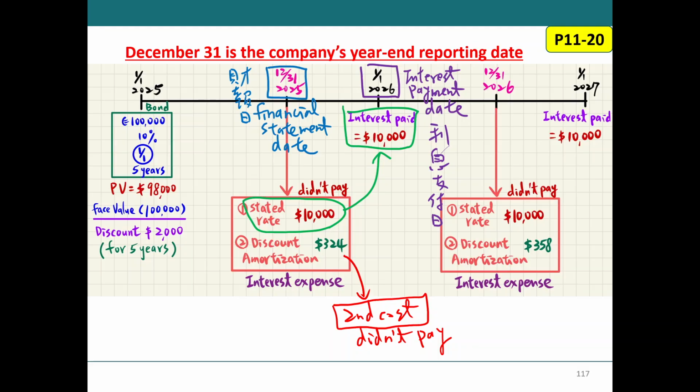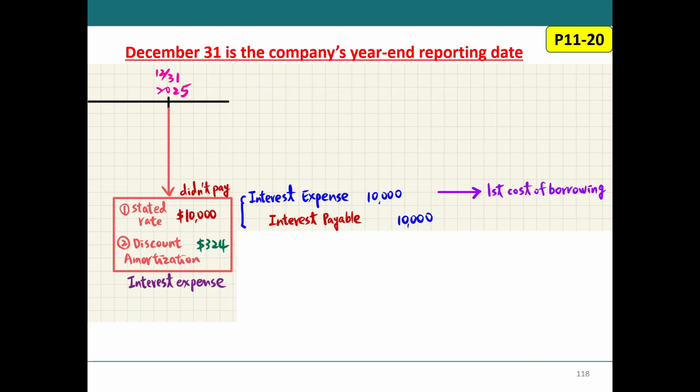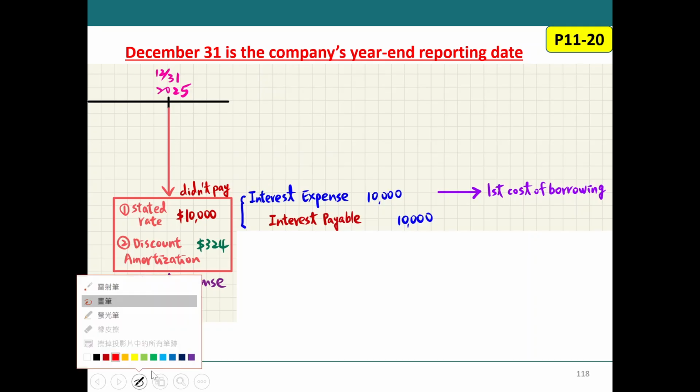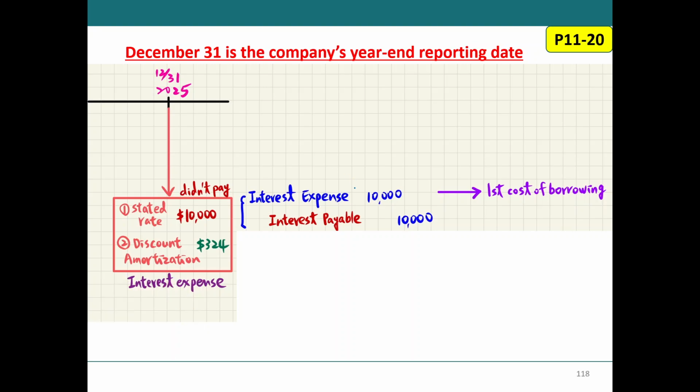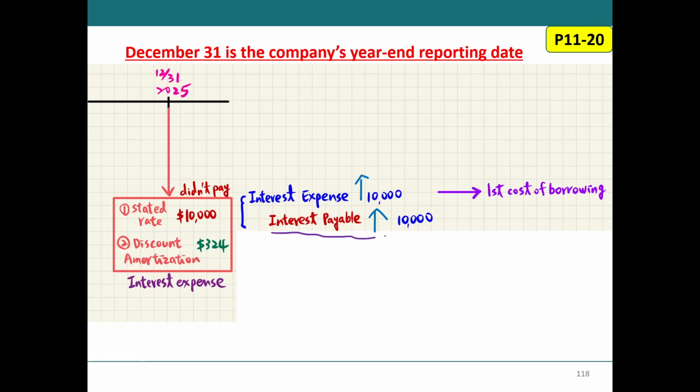Okay? So based on this, how we record the situation on financial statement date. So financial statement date, we record our two cost of borrowing. So how about your first one? No problem, right? What's a debit? What's a credit? Debit, interest expense. Credit, interest payable, right? So your debit interest expense occurred, interest payable occurred because you didn't pay. Why you are going to pay? Next date.